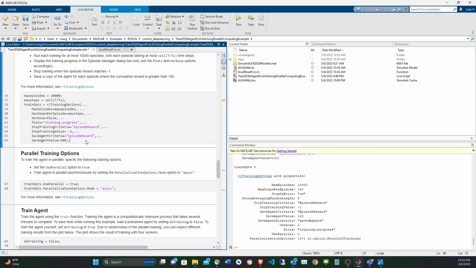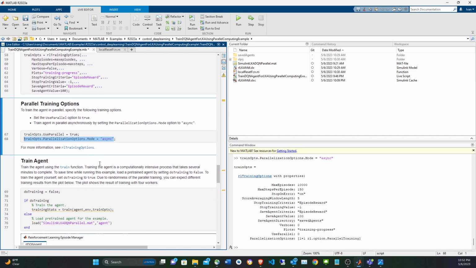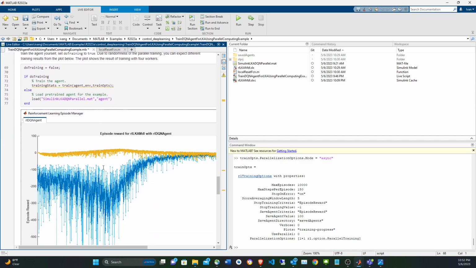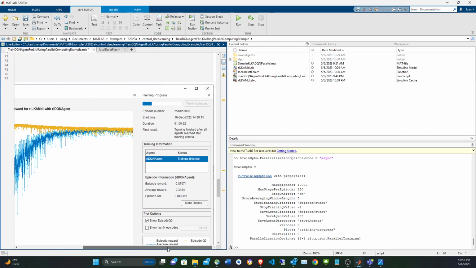Okay, so now comes the parallel part. The parallel part is very simple. You're going to say, okay, we're going to use parallelization, and as mentioned before, this type of agent is an off-policy agent that uses experience-based parallelization, which can be both synchronous or asynchronous. Asynchronous, of course, has no blocking, so I would prefer that for parallelization. So that's what is picked up in here. And training this, as you can see in the article, is going to take 1 hour.